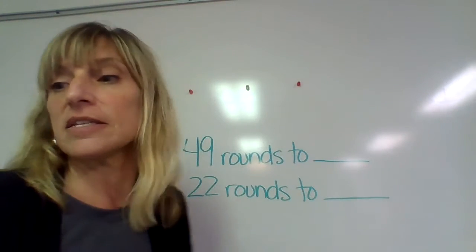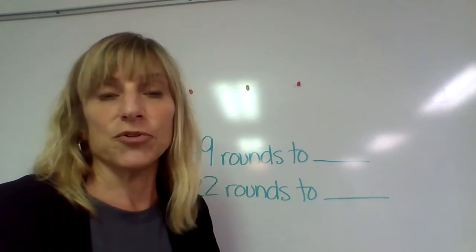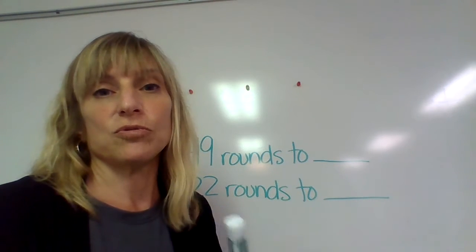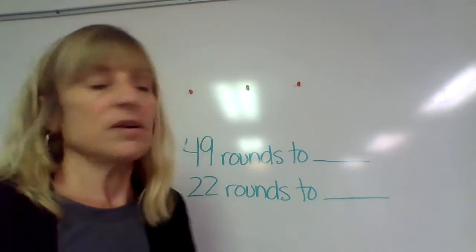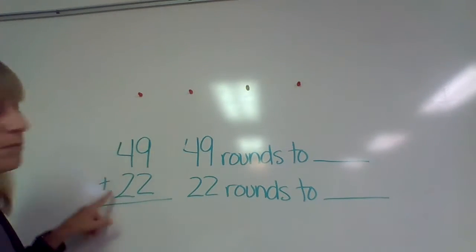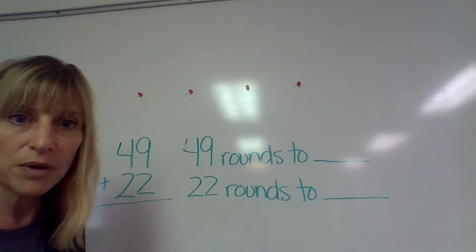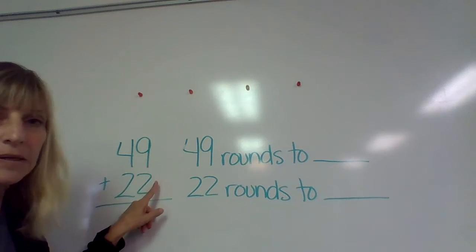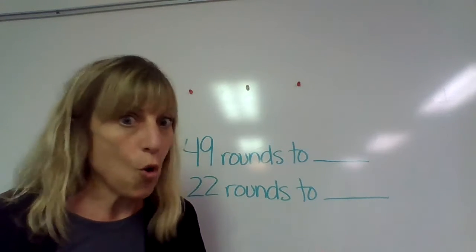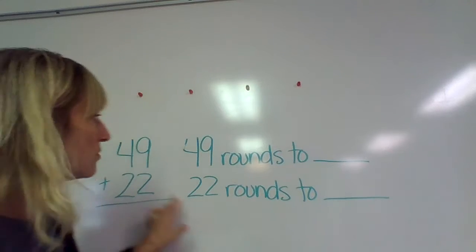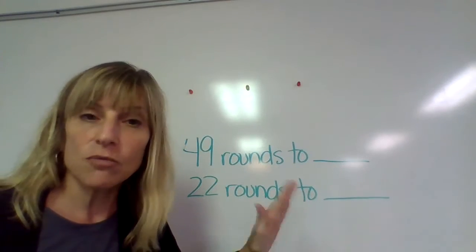So it says estimate each sum, and that's just saying we're rounding our numbers to find the answer to an addition problem. Okay, we're rounding our numbers to the nearest 10. Okay, that's what it means. All right, so we have 49 plus 22. You are not solving that math problem. Okay, don't start adding 9 plus 2 equals 11 and carry and stuff. We're not doing that. No. Okay? We are rounding each of these numbers to the nearest 10, and then we're going to add.